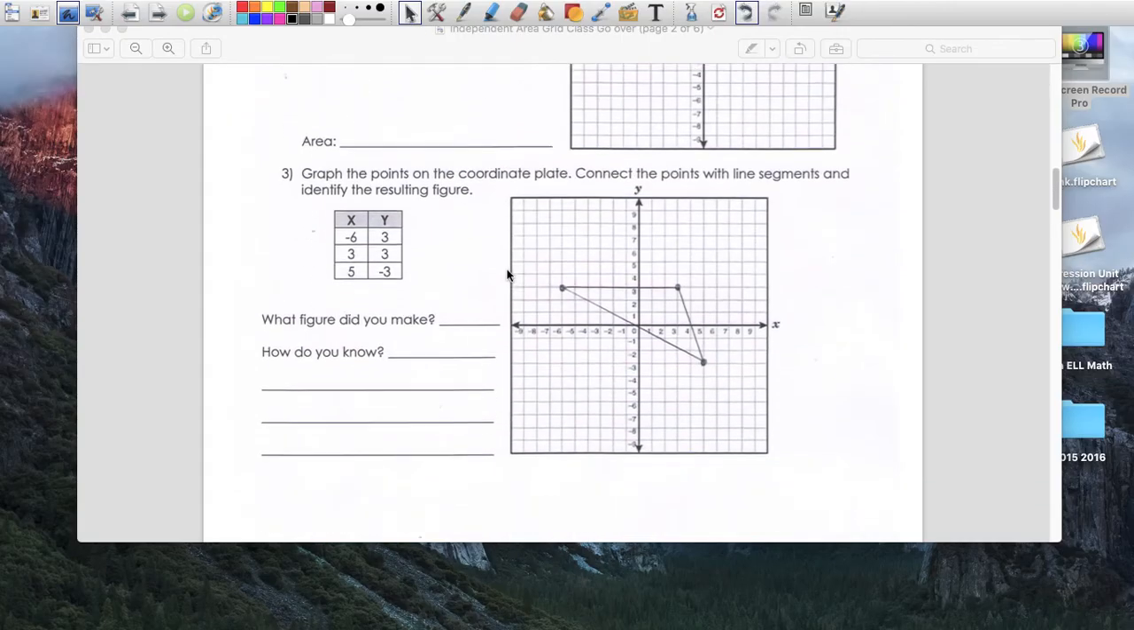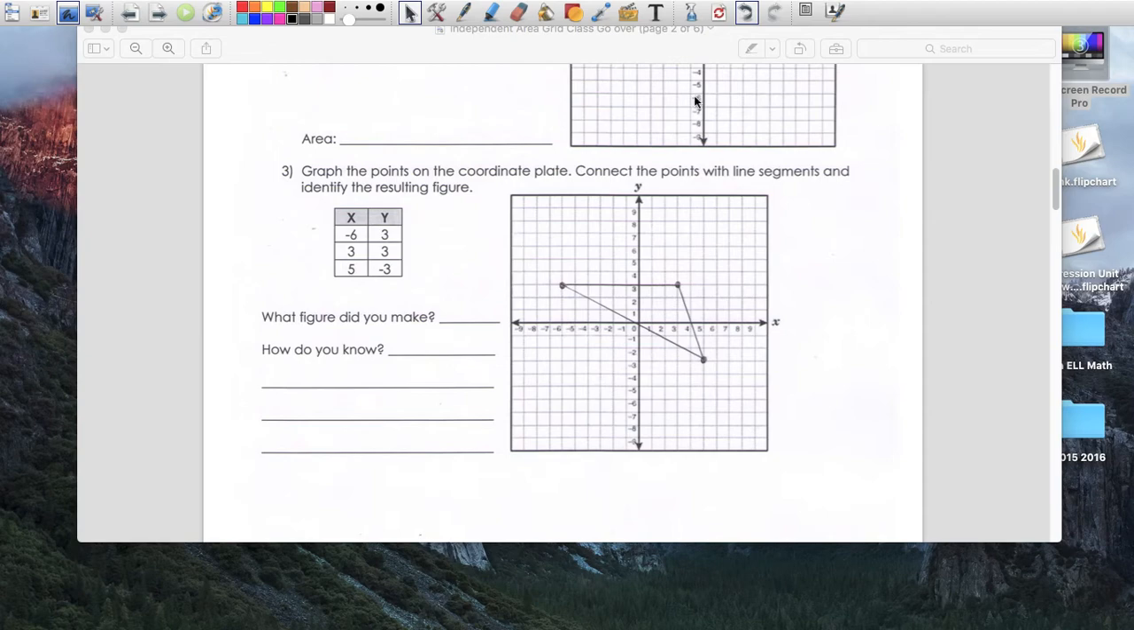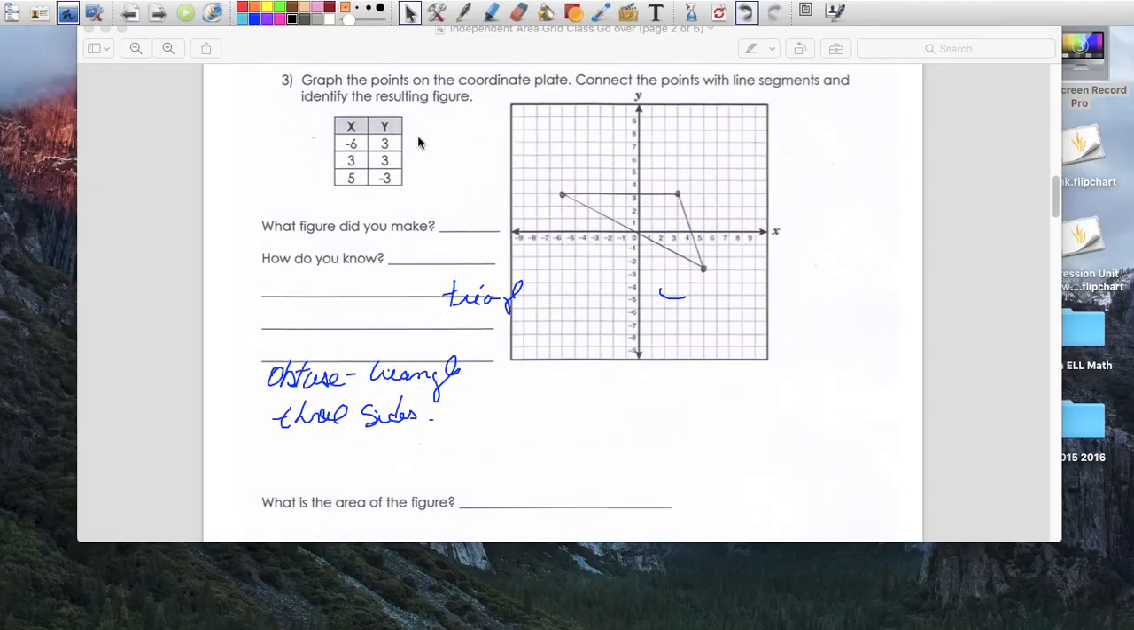I connected the dots, and what did I make? I made a triangle. I actually made an obtuse triangle, to be more specific. Obtuse triangle because it has an obtuse angle right here. This angle is greater than 90 degrees. It's a triangle. How do I know? Well, it has 3 sides. So it's a closed figure with 3 sides. Did it ask for the area? Yes, it asked for the area.